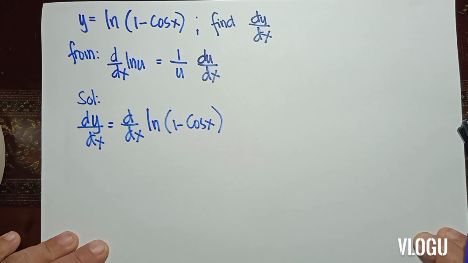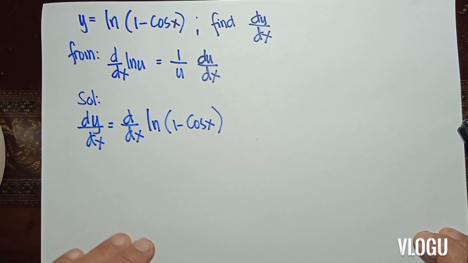Okay, the next example, we have y is equal to ln of 1 minus cosine x. We are going to find dy/dx. So from the formula, d/dx of ln of u is equivalent to 1 over u times du/dx.